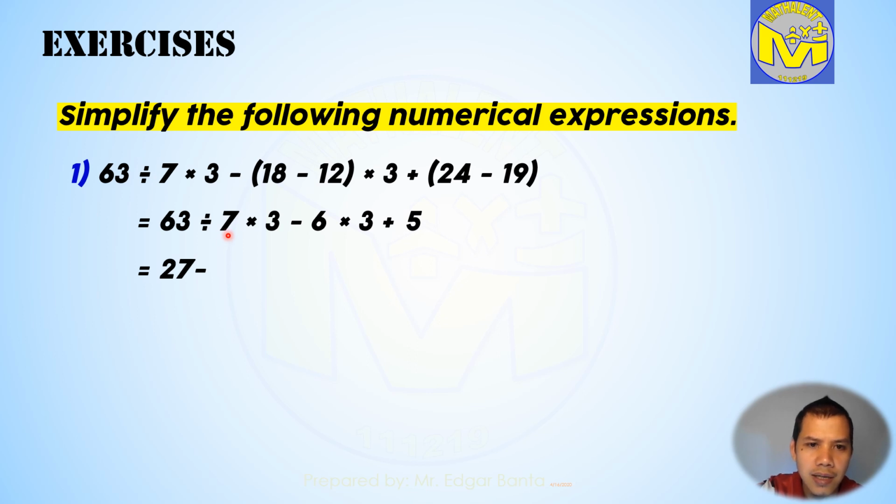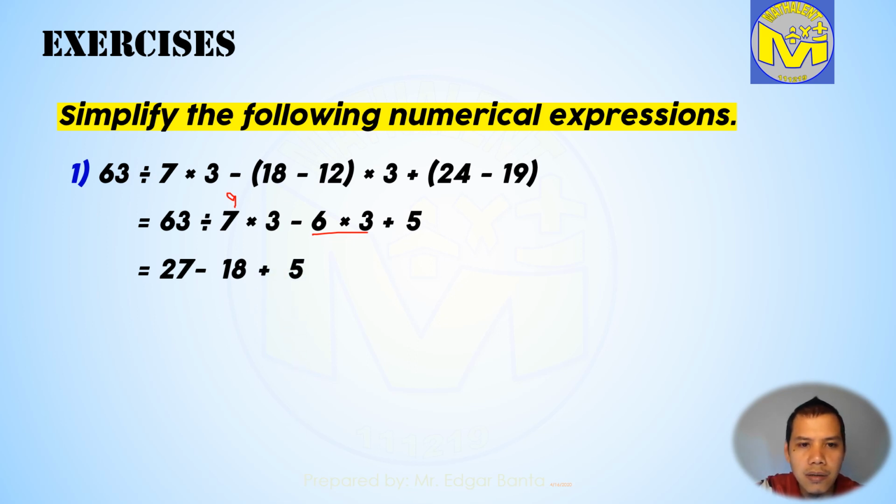And then 9 times, okay, let me write that one. We have 9, and then 9 is from 63 divided by 7 is 9. And then 9 times 3 is 27. And then bring down minus. Next is multiply 6 and 3. Here, 6 times 3. Okay, 6 times 3 is equal to 18. And then bring down plus 5.